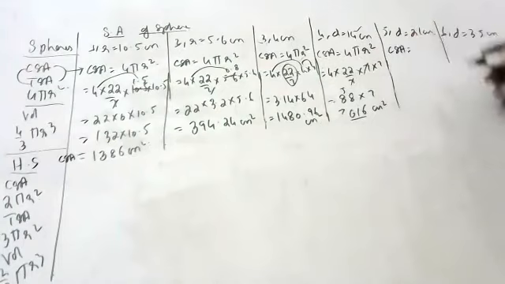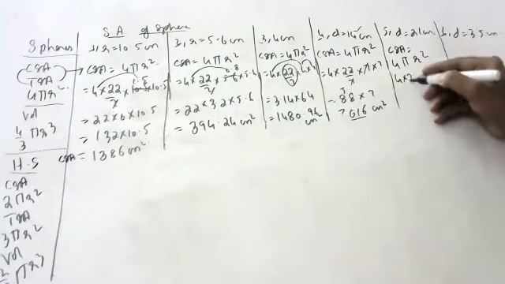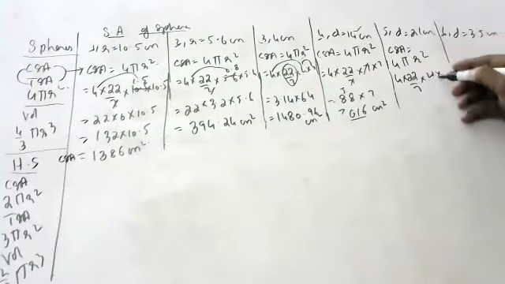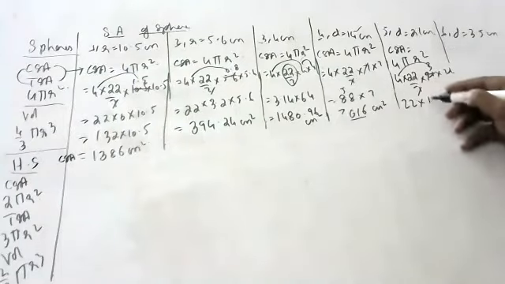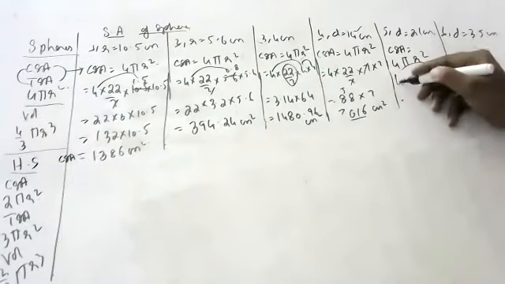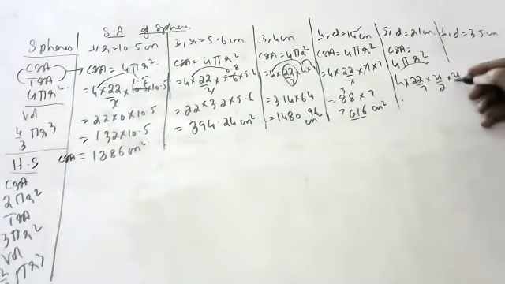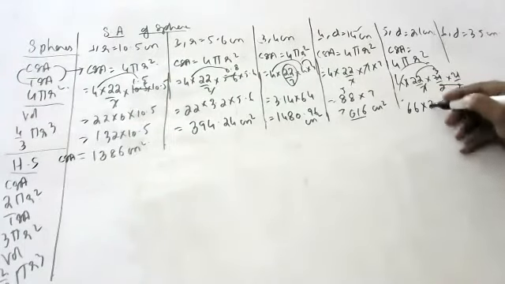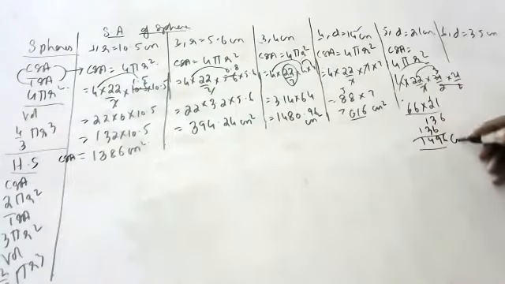Yes, sir. CSA is equal to 4 pi r square. 4 into 22 by 7 into 21 by 2 into 21 by 2, since the diameter is 21. Very good. So 4 into 22 by 7 into 21 by 2 into 21 by 2. 7 3s are 21. This is 66. 66 into 21. How much? 1386 centimeters square.